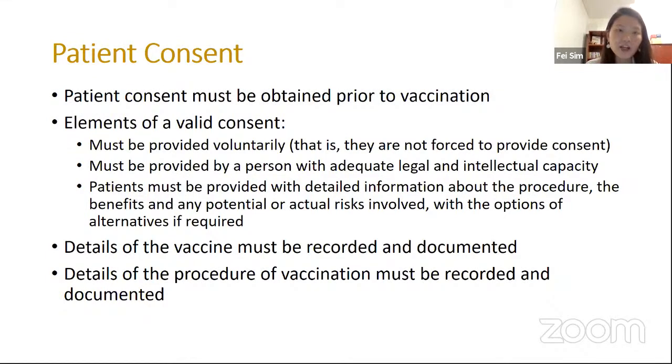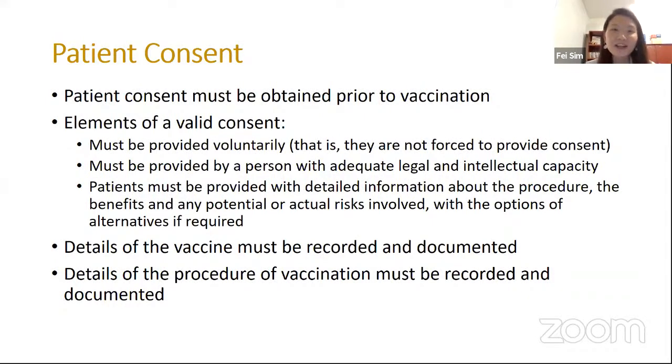The second point is it must be provided by a person with adequate legal and intellectual capacity. So if that person is not able to provide consent because of their age, because of a medical condition or intellectual or legal capacity, then the person needs to obtain a carer, and the carer needs to be involved in providing the consent. But also, consenting means that people must be given all the detailed information available about the procedure, the benefits of the procedure, and any potential or actual risk involved, with the options of alternatives if required.